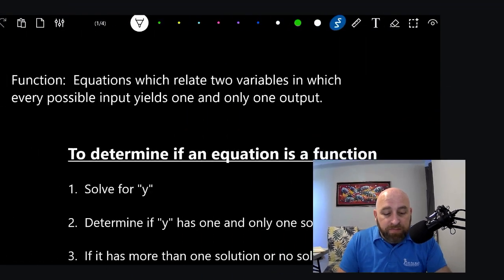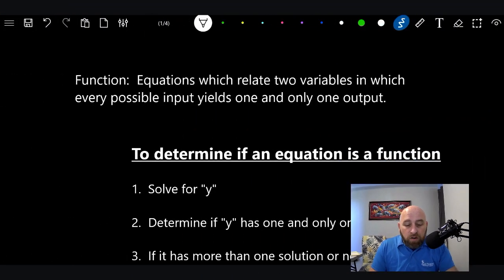Last class we talked a little bit about functions. What are they? One of the things that I gave you, right here on the screen, says functions are equations which relate two variables in which every possible input yields one and only one output. That's an important thing for you to understand.